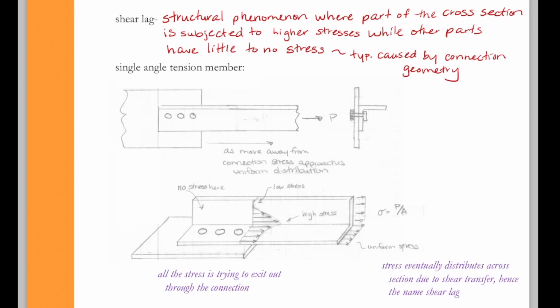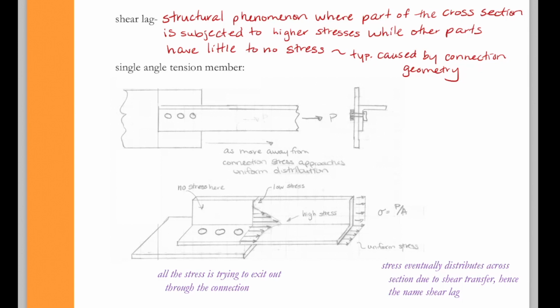After seeing that demonstration, hopefully this figure makes a little bit more sense. When we're at the connection, we see that portions of the cross-section are not really effective in resisting the load. And so therefore, we cannot use the entire net section area at the connection in the fracture strength, but rather we have to take an effective area in which we're basically getting rid of those portions that aren't contributing.